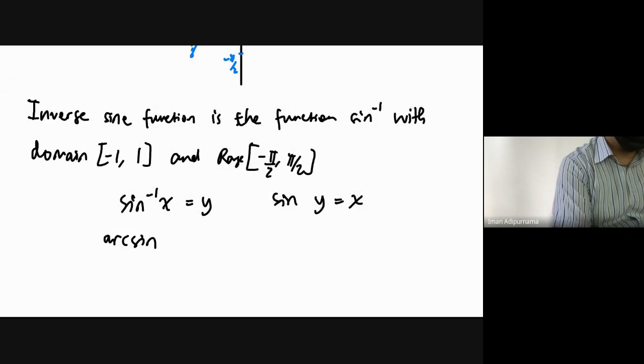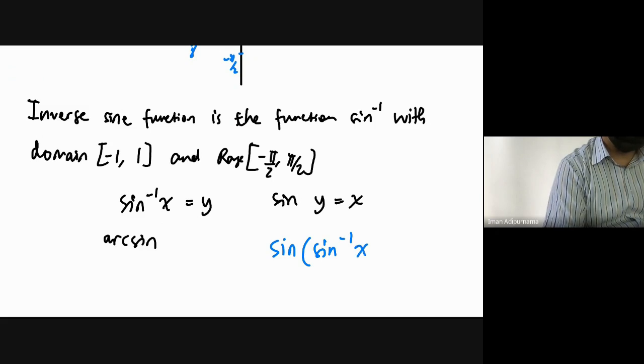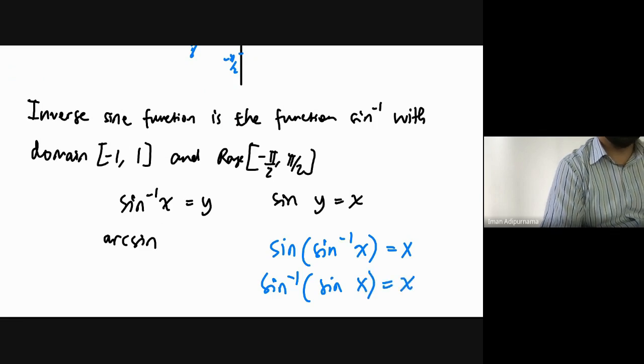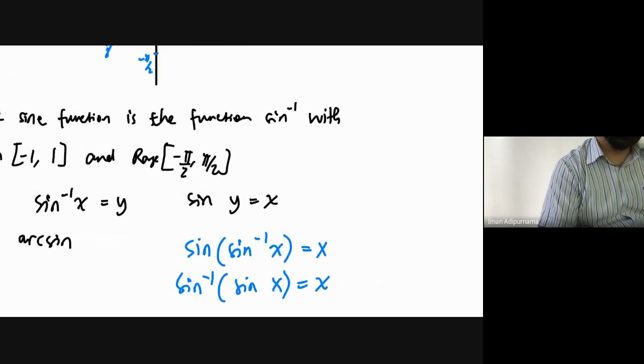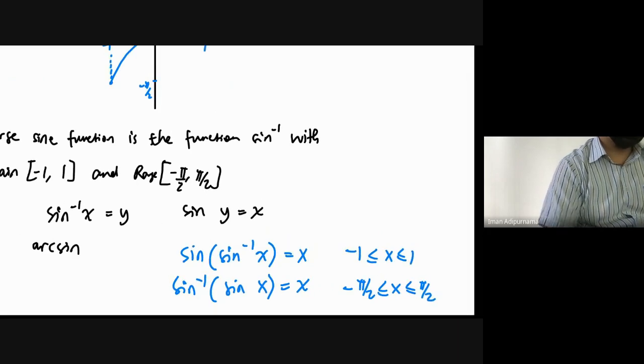And remember, in inverse, you can have this cancellation: sine of sine inverse x will be x, and then sine inverse of sine x also will result in x.